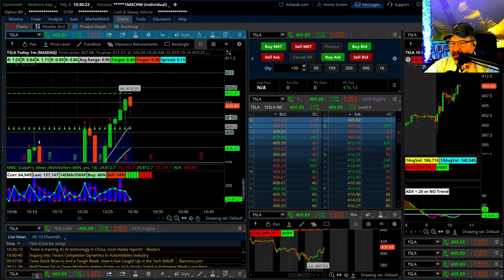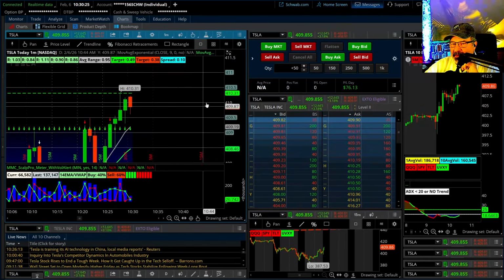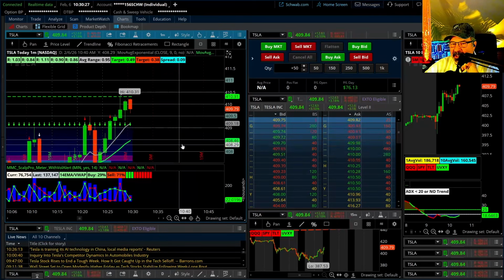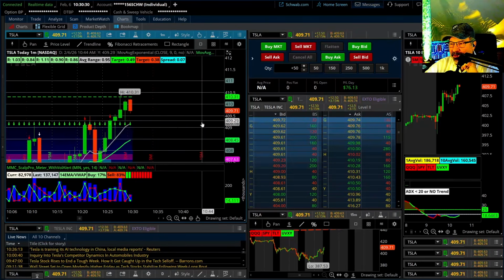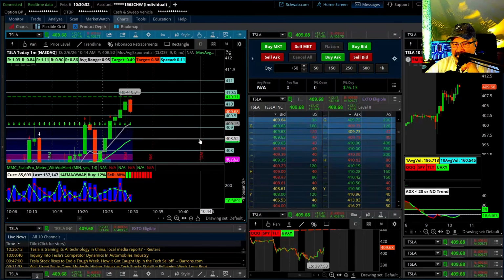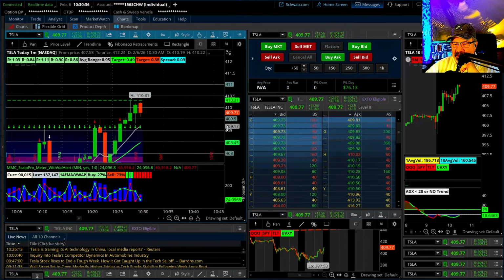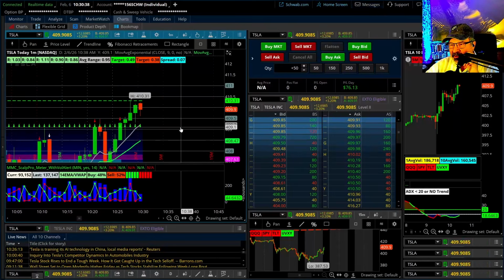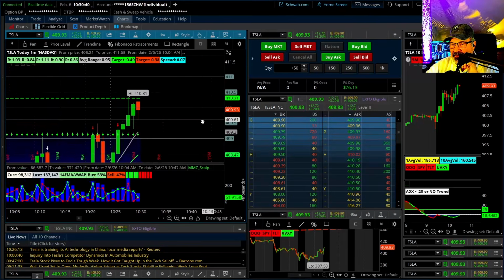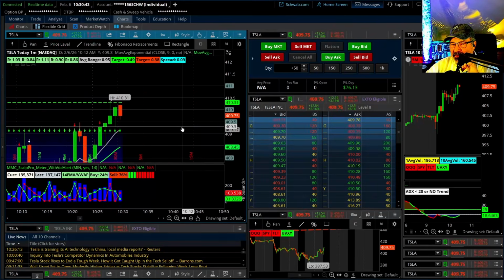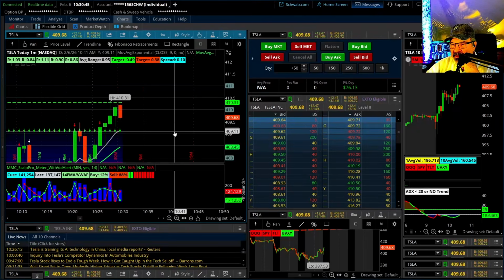So don't want to get caught in buying here because this could really flush. I think the chance of it going down fast is a lot greater than the chance of it going up fast. That's the way I feel about playing short biased.